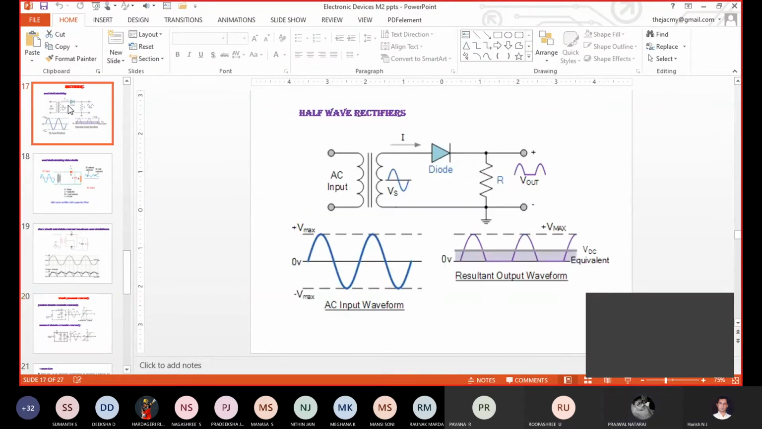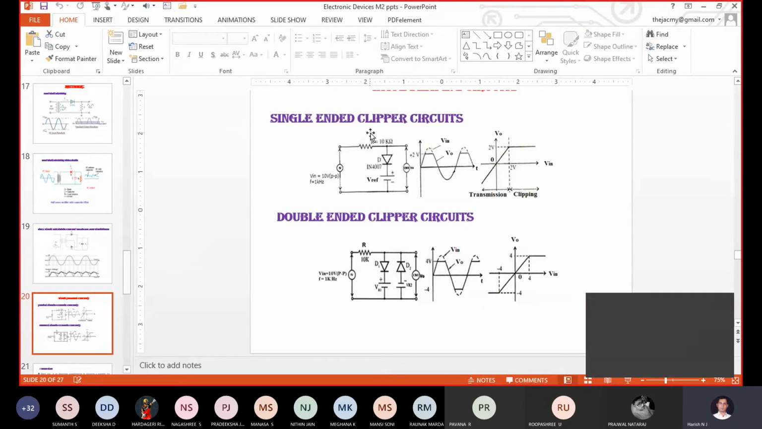Sir, this is a series clipping circuit, right? Your half wave rectifier circuit. It is a series clipping circuit. Correct. So when you are entering this particular diagram, it belongs to shunt or parallel.